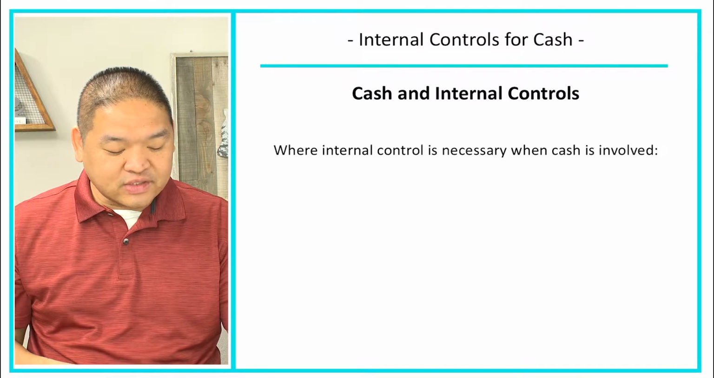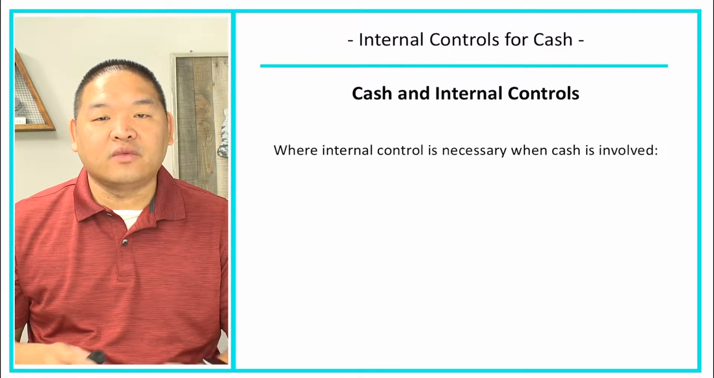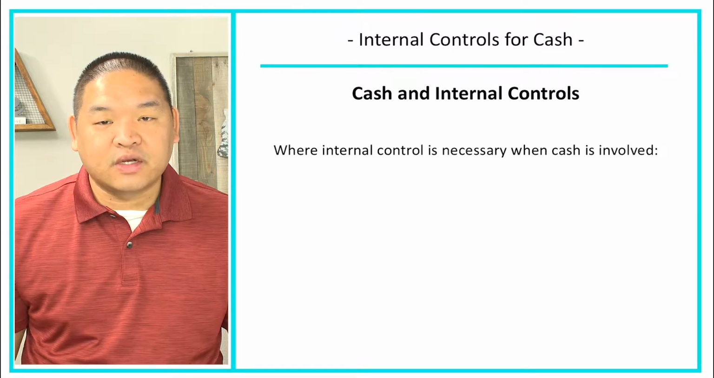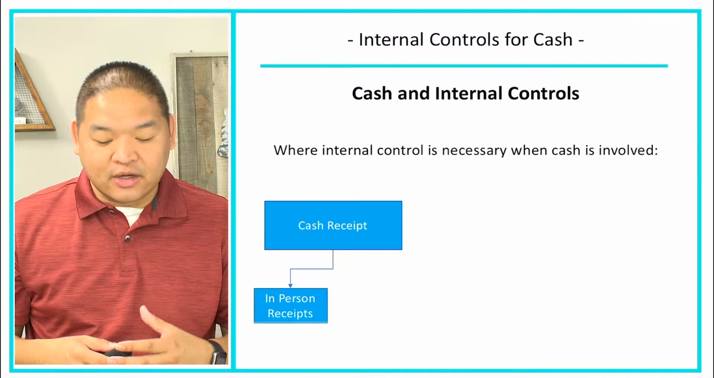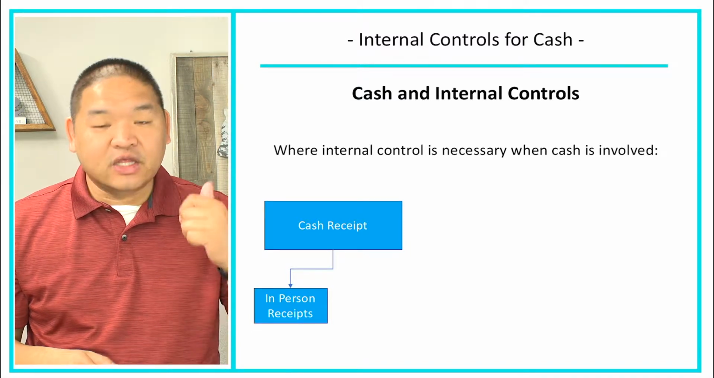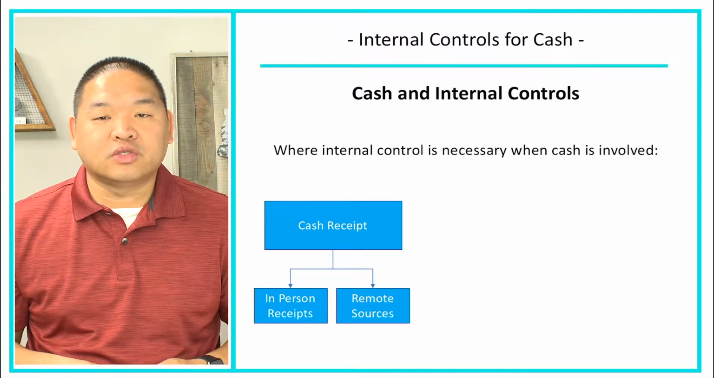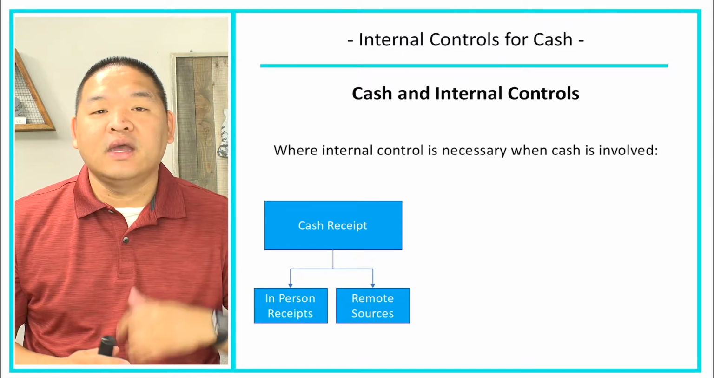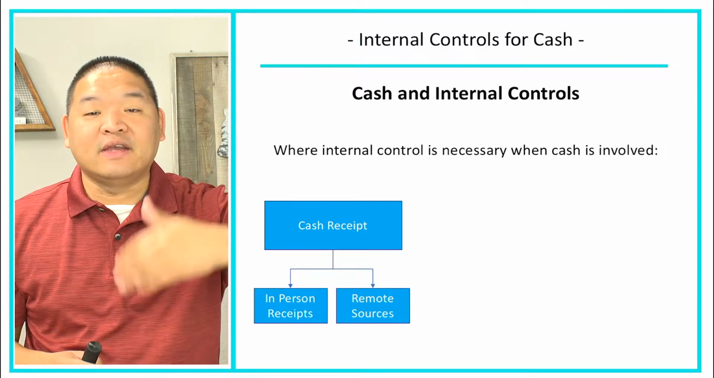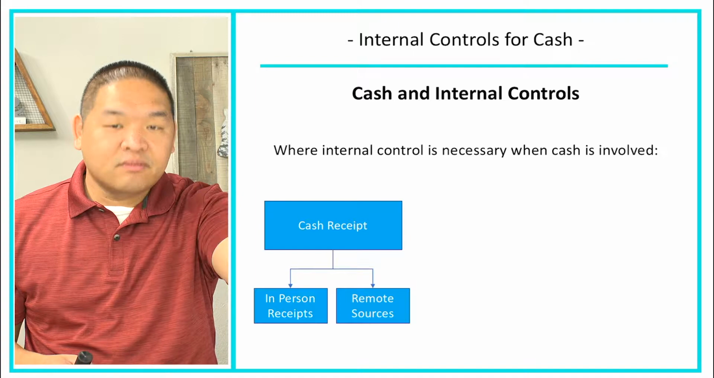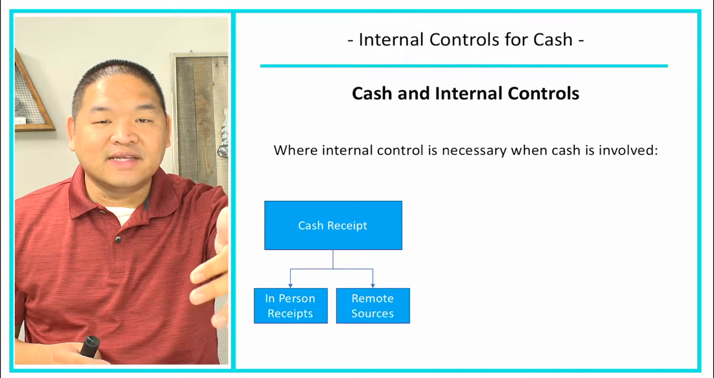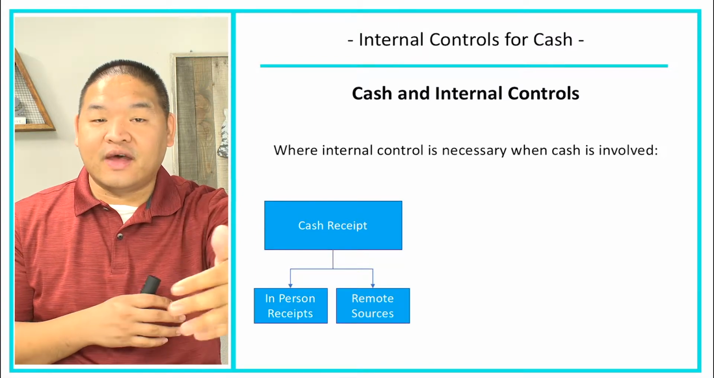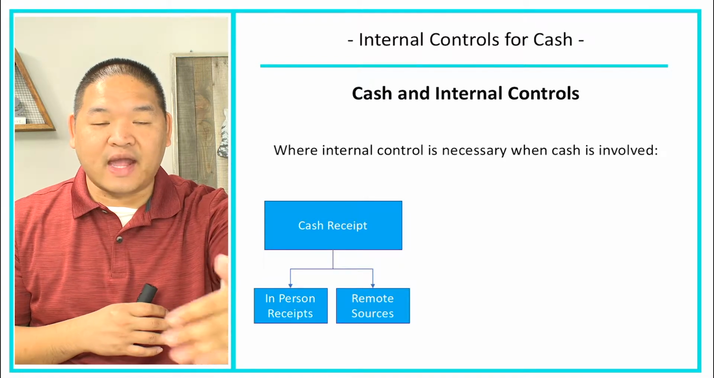Now, where internal controls is necessary when cash is involved, where is it necessary? Well, here is where it's necessary. So the first part it's necessary is in the cash receipt. So either in-person receipts or remote sources. So in-person receipts may be a customer coming to the store and giving the clerk the money in cash. So there is susceptibility of fraud there and theft there. So we need to have internal controls on that cash receipt.